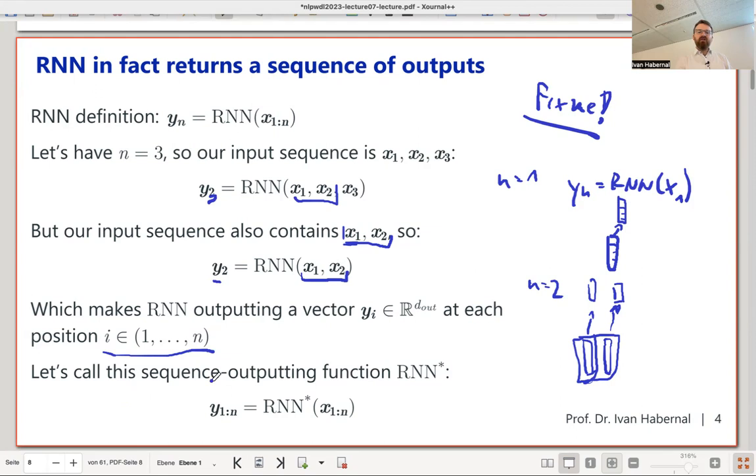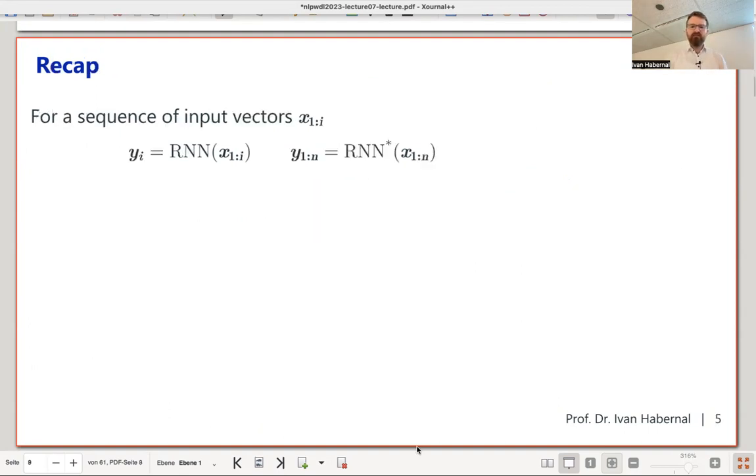So let's call this sequence-outputting function RNN star. It's a little bit of formalism, but maybe it will be clear later on why this could be interesting. Basically, we're plugging in n embeddings, and we can output n vectors. So if I have 1, 2, 3 input vectors plugged into the network, the output will be 3 vectors, possibly of different dimensions, and each of them will be able to look at the entire history. Okay? Good.